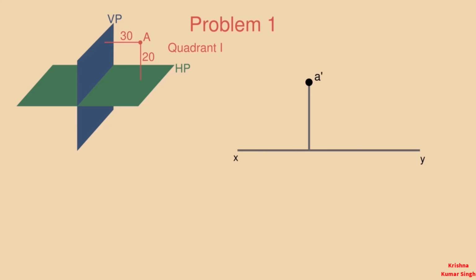Mark a point A' at a distance 20 mm above XY, that is, a point A is 20 mm above HP. Through this point, draw a perpendicular line to XY and mark the top view A at a distance of 30 mm below XY, that is 30 mm in front of VP. Our required orthographic projections are drawn according to the given problem.